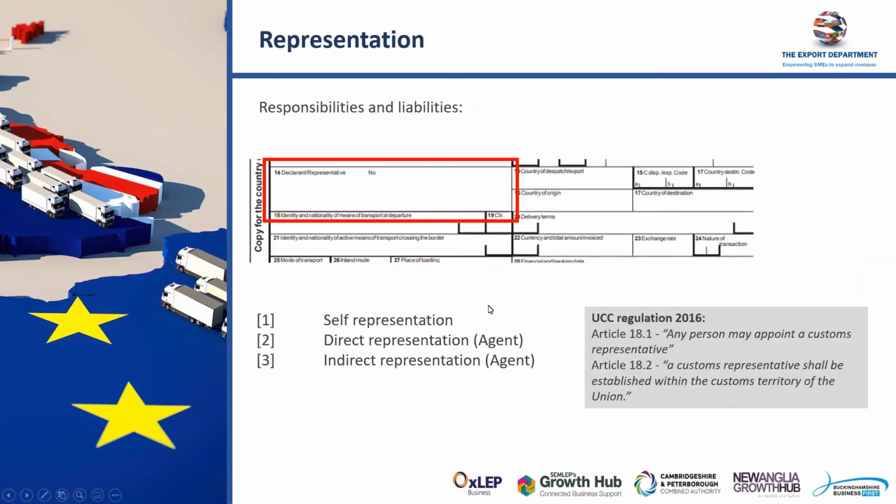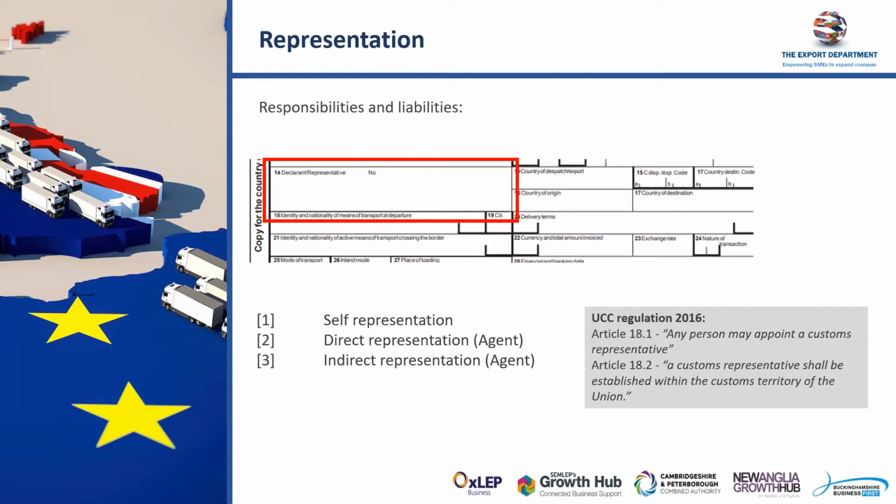Okay, I wanted to talk about representation. This is a snapshot of the C88, and in box 14, that's where the declarant's or the representative's data goes. So if you were making the declaration yourself, say it's an export declaration, then your details would be in box 2 as a consignor, but your details would also be in box 14 because you're self-declaring, you're self-representing.